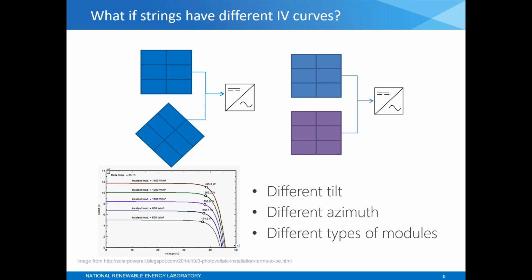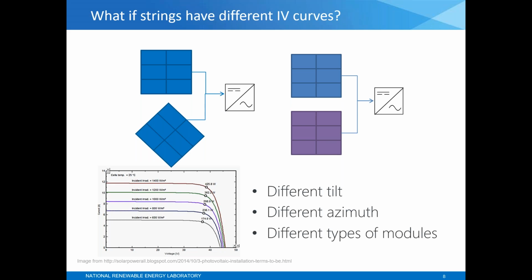And the reason that that results in different IV curves is that, as you'll recall, the IV curves change under changing temperature and irradiance conditions. So if you have modules facing different directions, they're getting different amounts of irradiance, so they're operating under different IV curves, even though they might be the same module type. And that's what's shown in the bottom left picture. That is an example of an array of different IV curves at different irradiance levels for the same module and the same temperature.